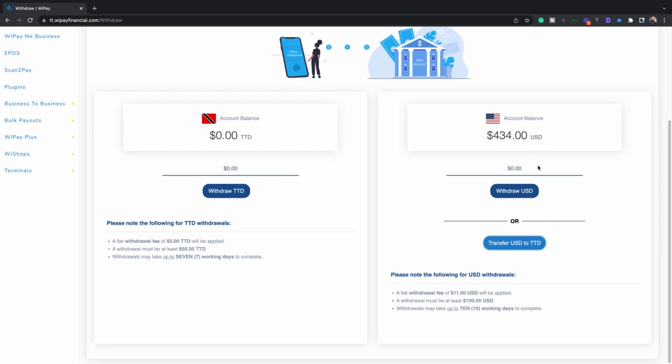So just to recap, you have the option. Remember, WiPay is going to automatically read what the currency is of the credit cards that your clients are paying with. And if it's in your home currency, you don't have to do anything. It's going to automatically go to your home currency side. If they're paying in US or any other currency, WiPay will recognize it and automatically put those funds into your US account balance. You then have two options. Withdraw the funds in US and keep it in US, or you can transfer the US into your home currency, and that would show up here in your home account balance, and then you would hit withdraw TT dollars.